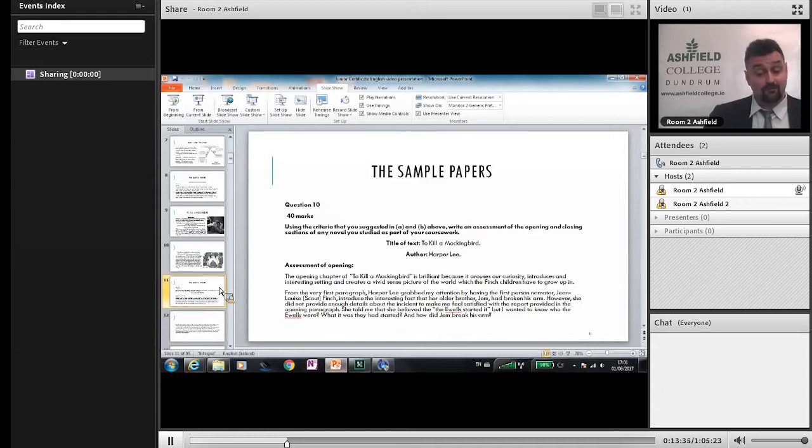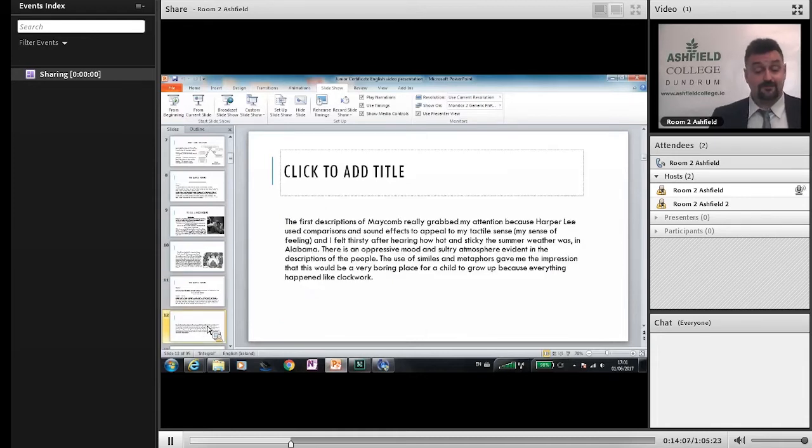From the very first paragraph, Harper Lee grabbed my attention by having the first-person narrator, Jean-Louise Scout Finch, introduce an interesting fact that her older brother Jem had broken his arm. However, she did not provide enough details about the incident to make me feel satisfied with the report provided in the opening paragraph. She told me that she believed the Yules started it, but I wanted to know who the Yules were, what it was they had started, and how did Jem break his arm? So in that paragraph, I've given a good personal response to the question that's been delivered.